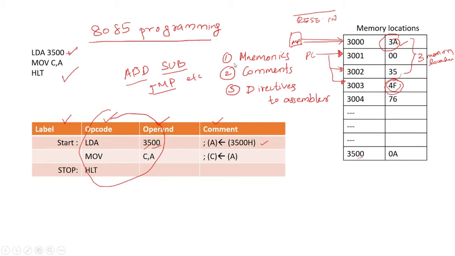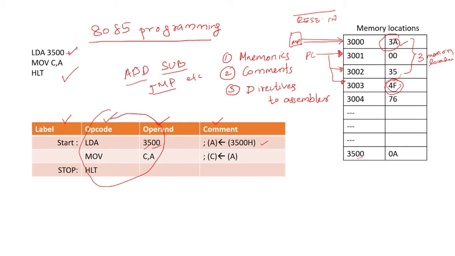So it contains three important fields. One is mnemonics. Then we can have comments. And the third one is directives to the assembler. Such directives are called pseudo instructions.